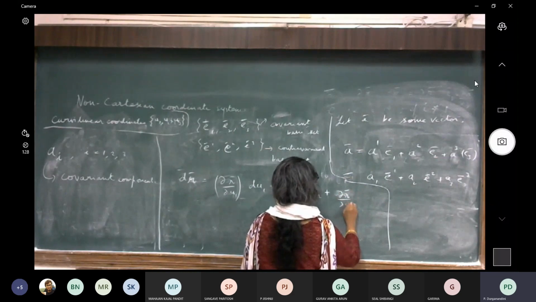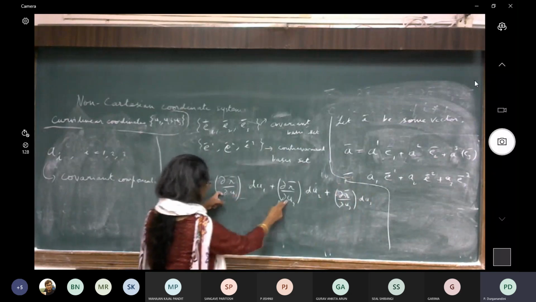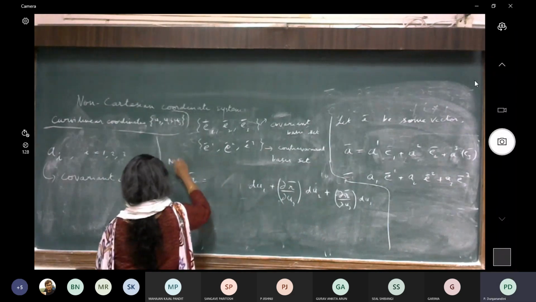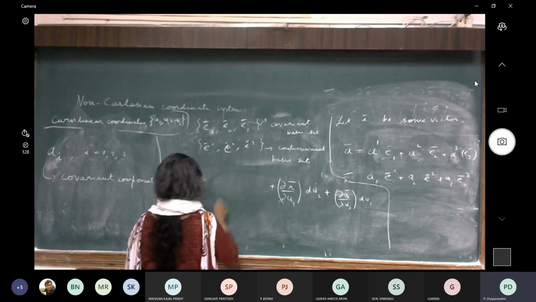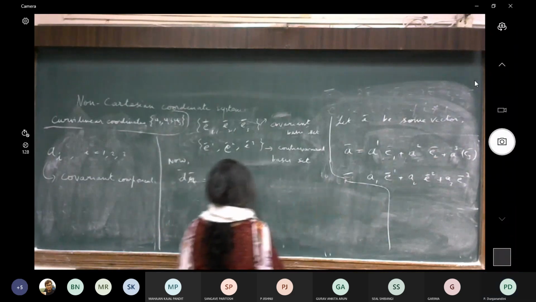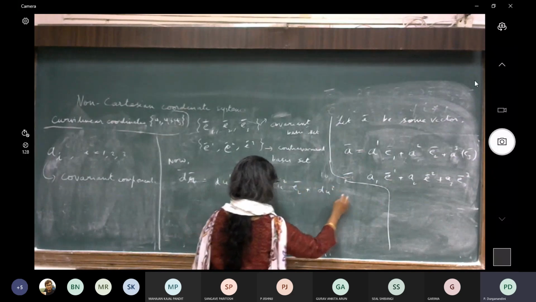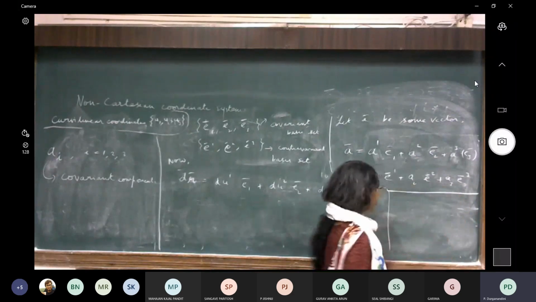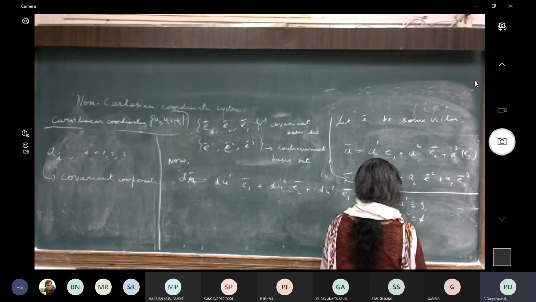Plus del r by del u3 into du3. This is how I called it earlier. But now you can see this is nothing but e1, e2, e3. So in this new convention I'm going to write this as du1 times e1 plus du2 times e2 plus du3 times e3. In other words, what we were calling earlier u1, u2, u3, now I will call u1 equal to rho. Again, I'm going back to our cylindrical coordinate system just for the sake of convention.